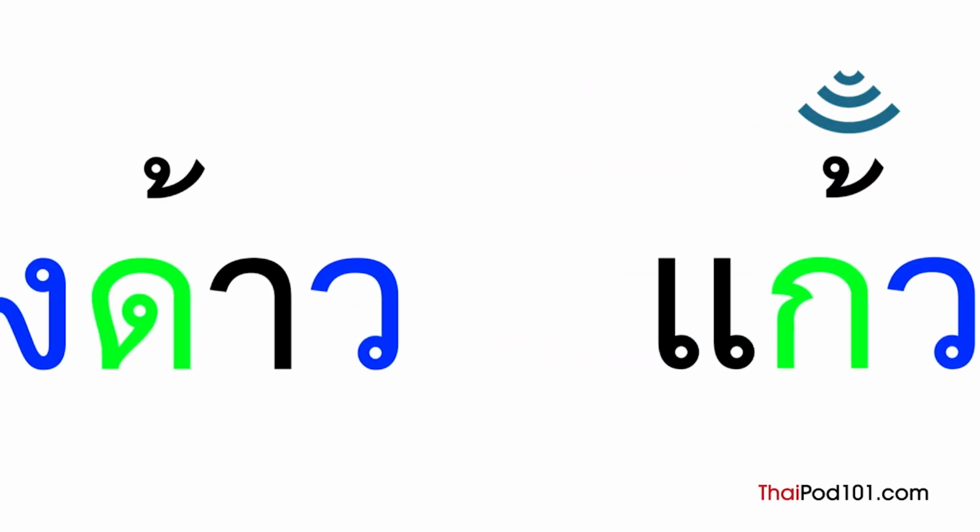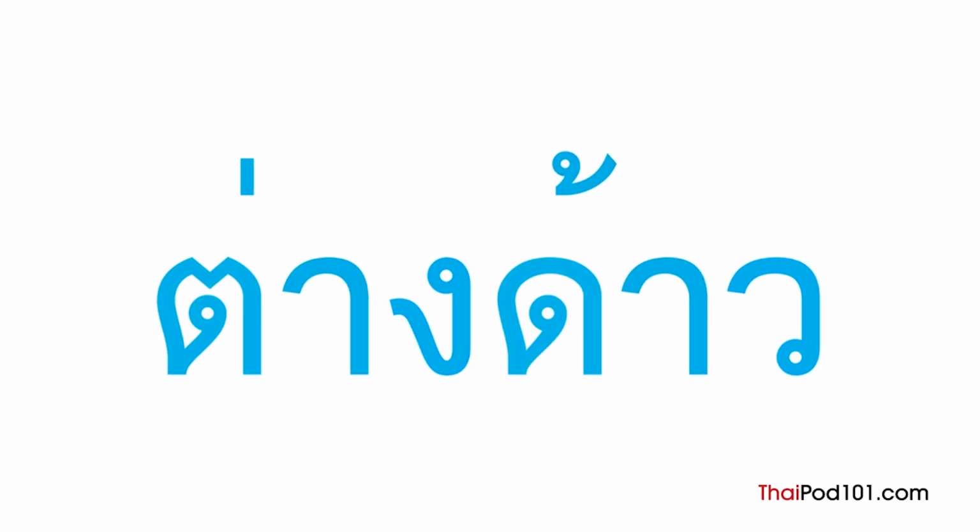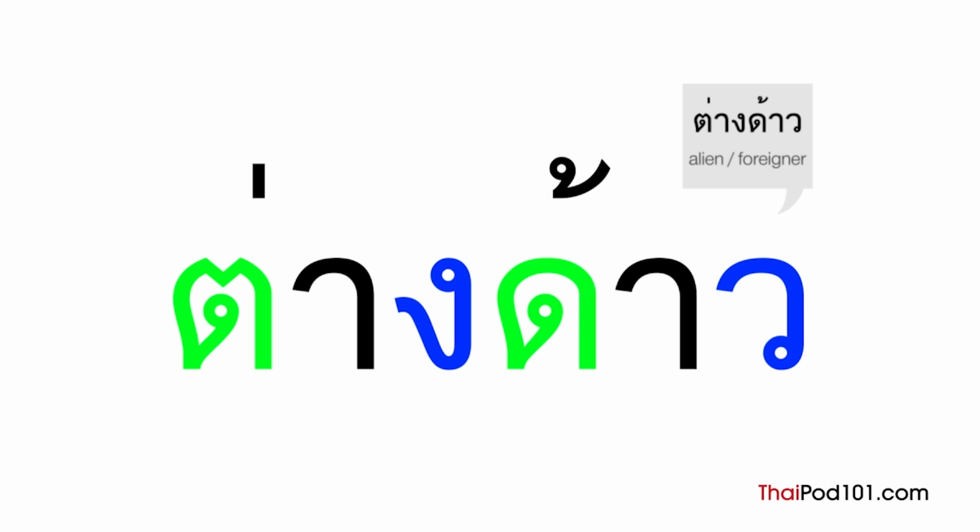Do you remember the rule about using ไม้เอก with middle class consonants? Here is a word that uses both ไม้เอก and ไม้โท. The word is ต่างด้าว which means alien or foreigner. The first syllable has the initial consonant ต่อเต่า and the second syllable has the initial consonant ดอเด็ก. Both are middle class consonants. The rule for using ไม้เอก was middle class consonants with ไม้เอก make a low tone, and the rule for ไม้โท is middle class consonants with ไม้โท make a falling tone. So we can see that ต่างด้าว should have a low tone for the first syllable and a falling tone for the second syllable.